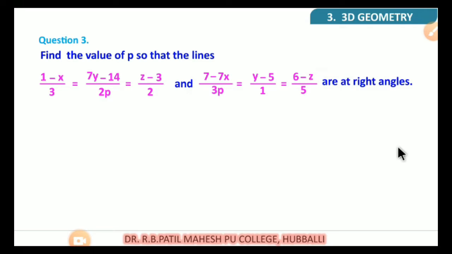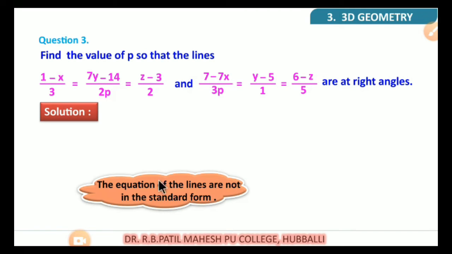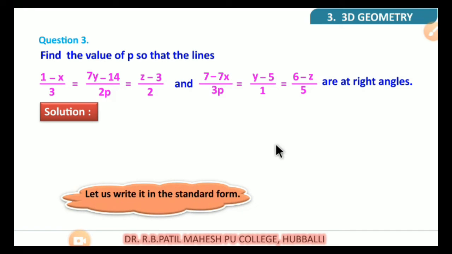Dear students, here these two lines are not in the standard form. So first we have to convert them into the standard form, that is (x - x1)/a = (y - y1)/b = (z - z1)/c. But these two are not in that form, so first we should convert into standard form. So to convert into standard form, first consider the first line.